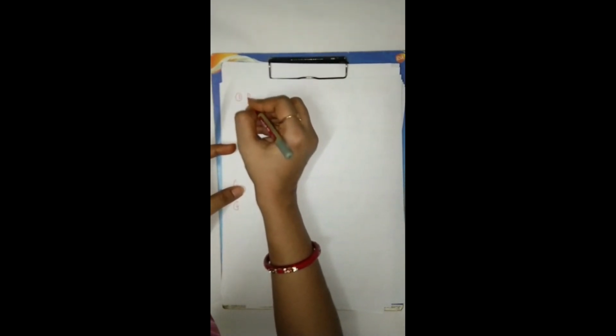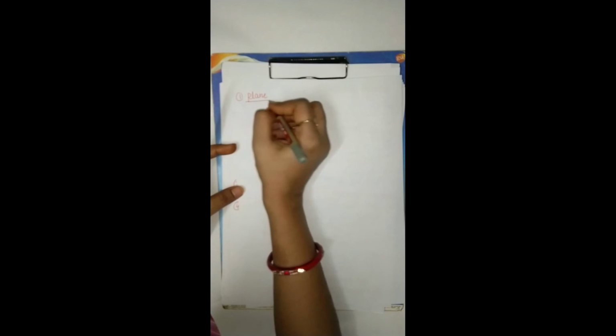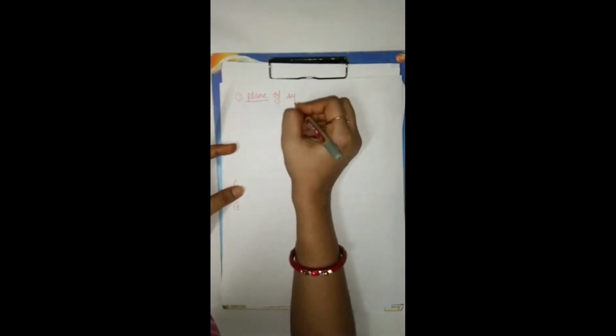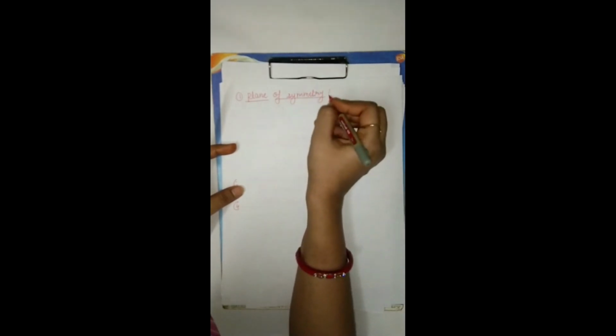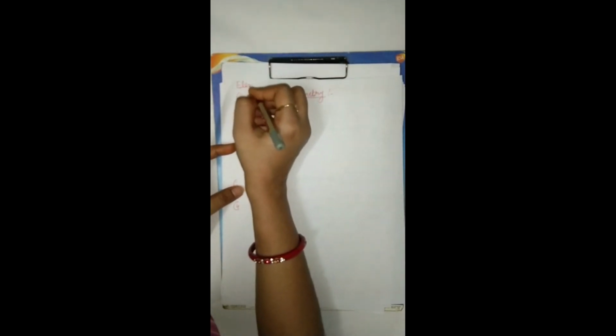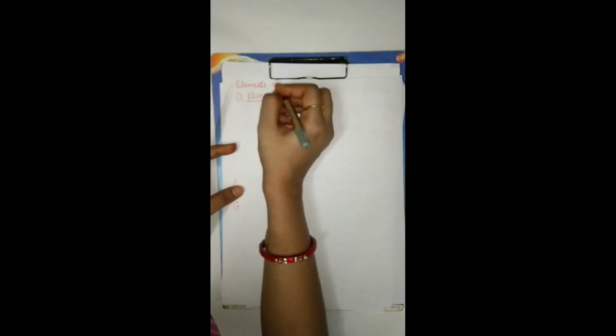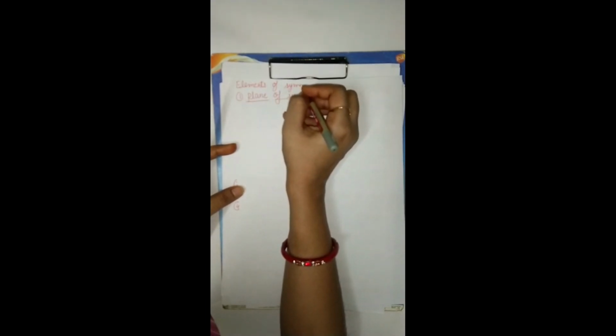The first one is plane of symmetry. These are also known as elements of symmetry. And the first condition is, if the compound has a plane of symmetry, center of symmetry or alternating axis of symmetry, the compound will become optically inactive.